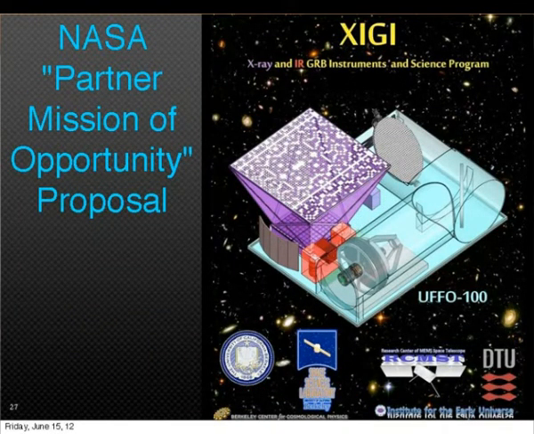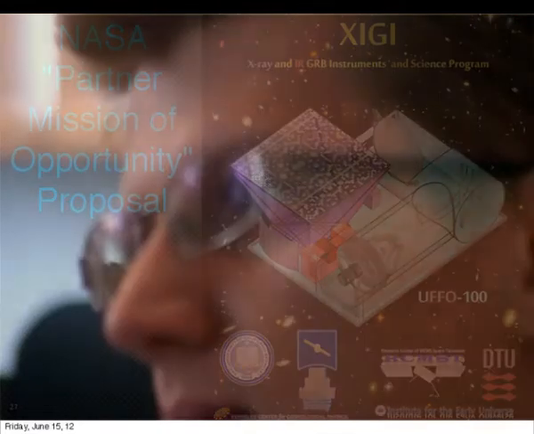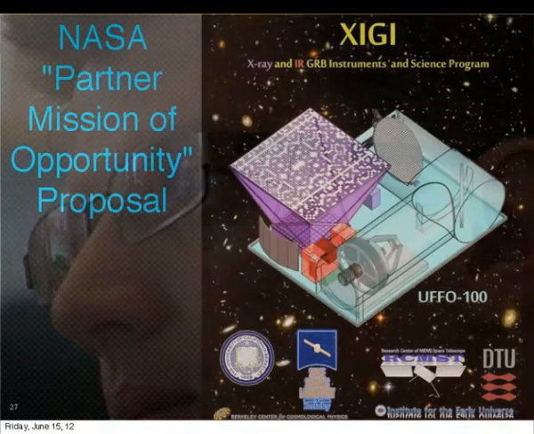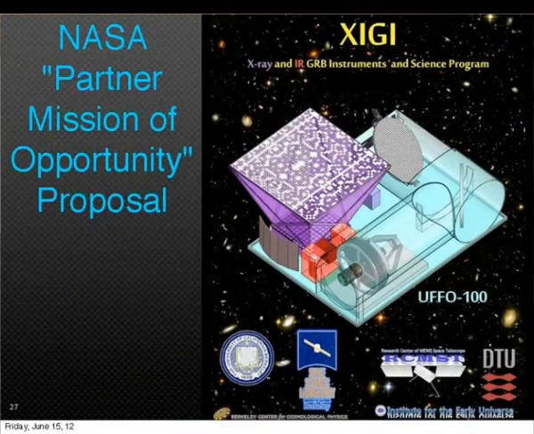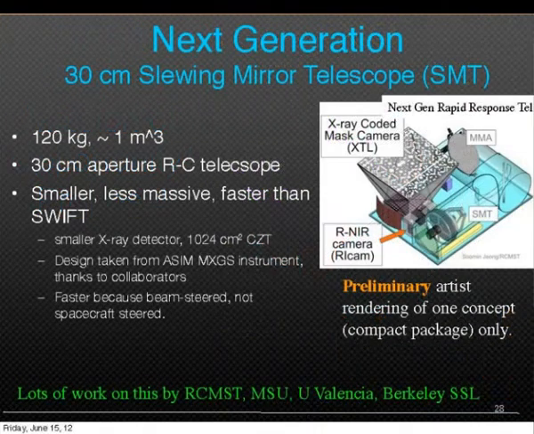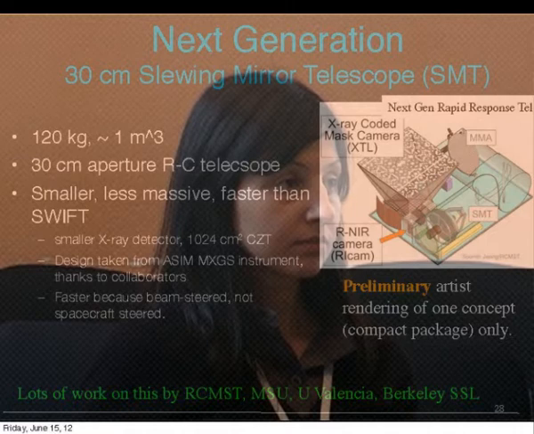When we're done with UFO, we want to go beyond this and have a next generation mission with a lot more area. We want to attack some of the problems that I talked about this morning. I think I went over most of this, so I'm not going to dwell too long on any of these. Stop me if you have any questions. I just want to remind you that it's again the same mini Swift idea. A coded mask camera. Now we're trying to get up to 1,000 square centimeters, which we think we can fit in 120 kilograms in a next generation mission.